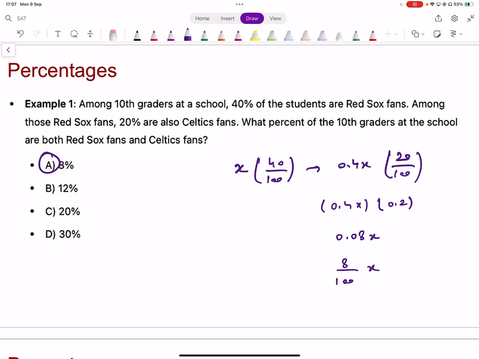Now, a lot of times, these problems become much simpler if you start with a number. You assume that the total number of students was 100, let's say. Okay? You start with this. If the total number was 100, 40% of that is 40. And then 20% of 40 is 8. And that's what you're looking for, 8%. So instead of x, you can simplify this by using a number like this.